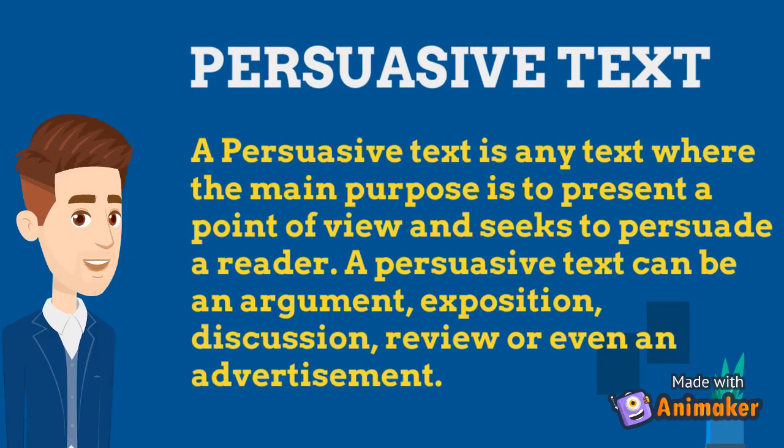The fourth and the last type of text in the text information and media is the persuasive text. A persuasive text is any text where the main purpose is to present a point of view, and seeks to persuade a reader. A persuasive text can be an argument, exposition, discussion, review, or even an advertisement. A persuasive text is organized to include a statement of position, arguments and a reinforcement of position statement. The statement of position gives an overview of the argument and reveals the position to be argued.